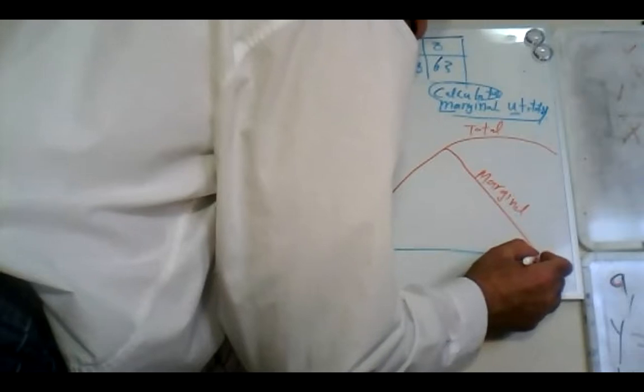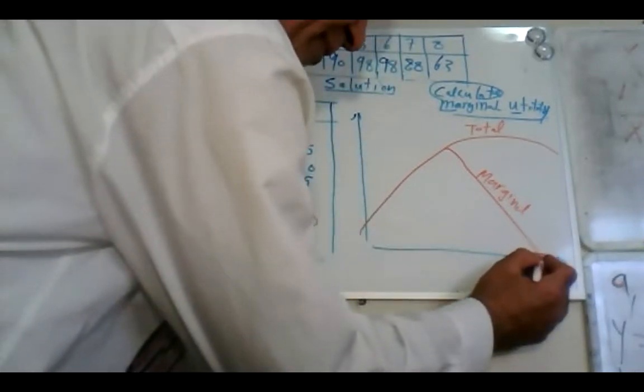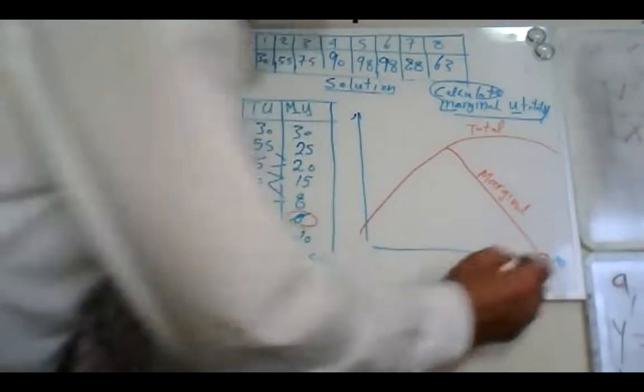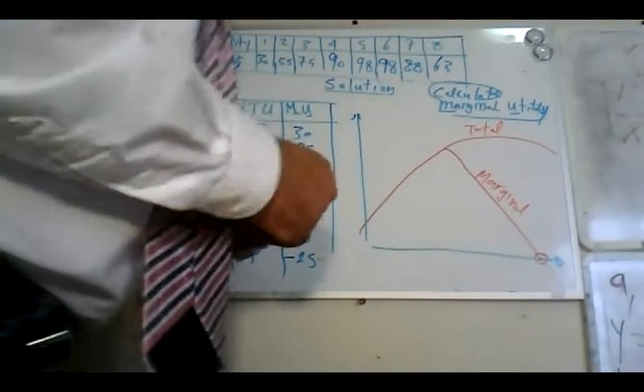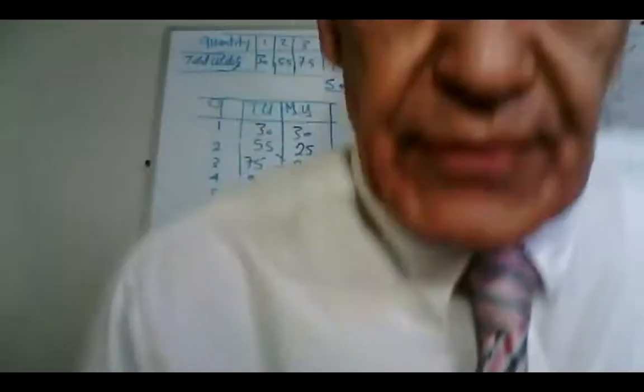Notice that the marginal will come to the 0 point. This is the 0 point. It will come here, then from here it will go down as well. So the marginal will continue into the negative part of the chart. But the total will never be negative. Total will never be negative. Okay. Thank you so much.